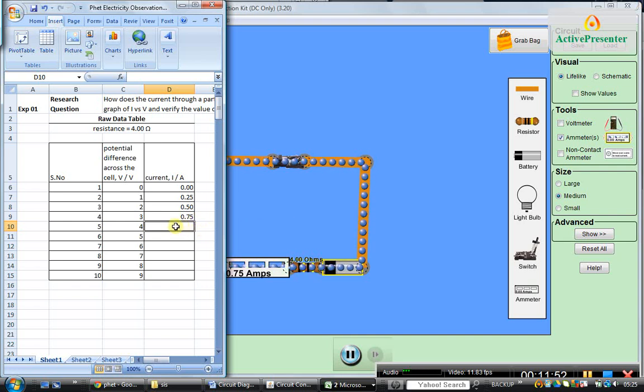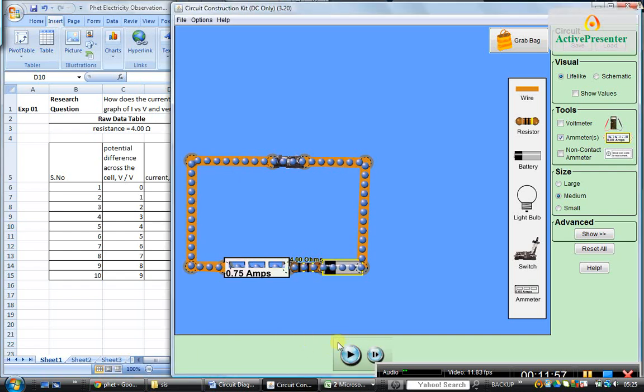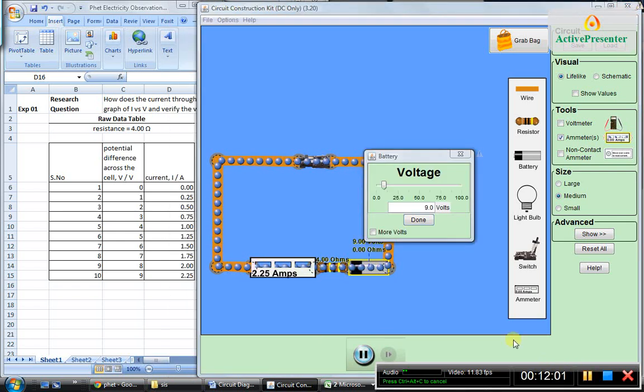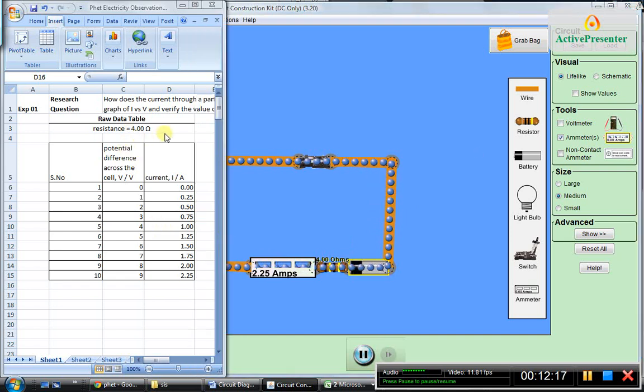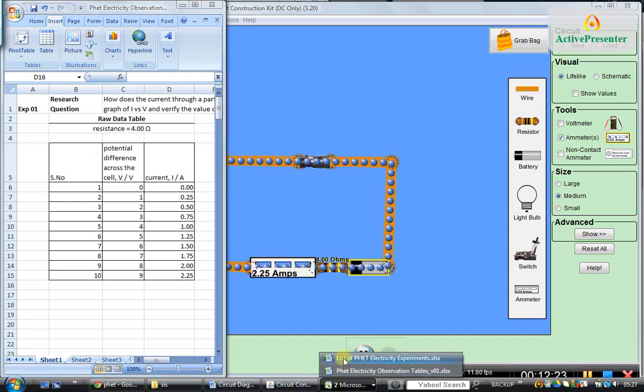Okay, so I finally changed the voltage all the way till 9 volts and saw that the current was 2.25 amperes, so I've noted it down. So this completes the collection of raw data for your experiment. Now you need to process this data. So let us see what I have given in the instructions.